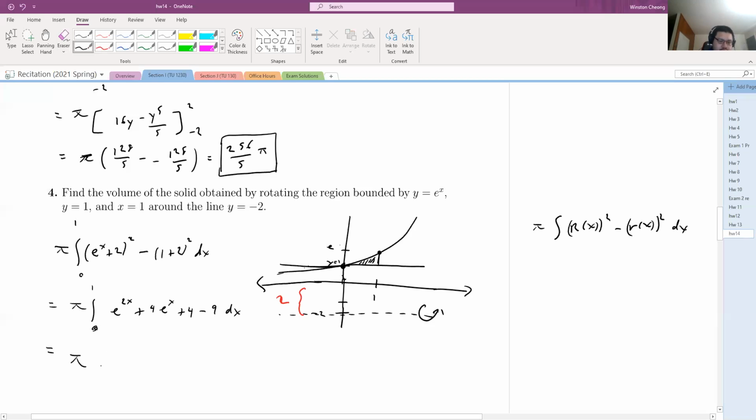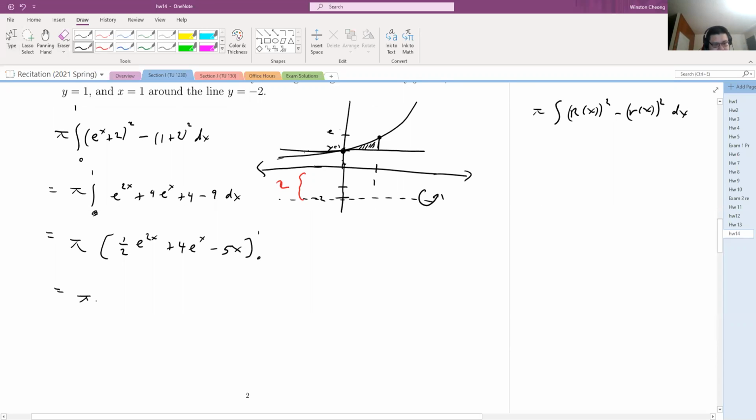Okay, and so then we integrate this. You'll have 1/2 e to the 2x. This is a simple u-sub if it's not immediately obvious. And then this is going to be -5, so when you integrate, you get -5x. And then evaluate from 0 to 1.